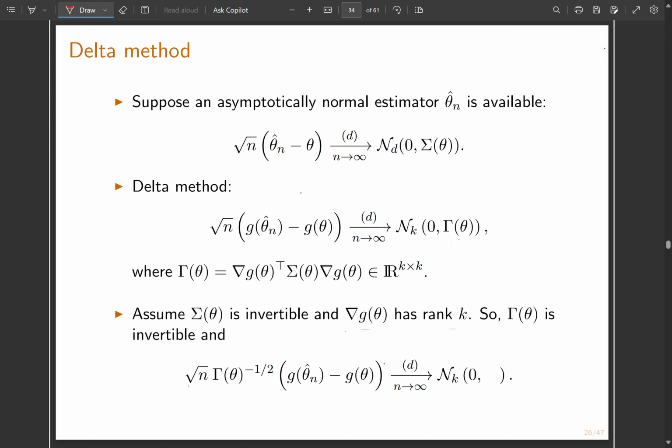When we do this, we assume that sigma of theta is invertible and g of theta has rank k, and this will allow us to say that this is N of k. These are really strong assumptions here, that sigma of theta is invertible and g of theta has rank k. And this will give us this value.